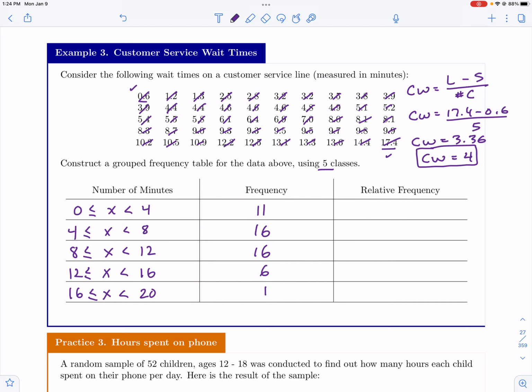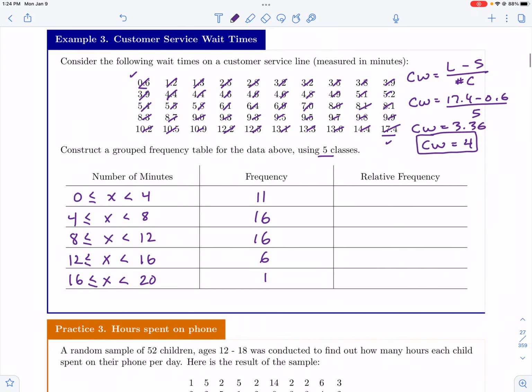And so again, just like I mentioned above, when we do our frequency, what we want to do is go ahead and add these all together and then compare it to our list just to make sure that we haven't missed any. So I've got 11 plus 16 plus 16 plus 6 plus 1 gives me a total of 50. And if I look above, I've got 1, 2, 3, 4, 5, 6, 7, 8, 9, 10. So I've got 10 elements across, 2, 3, 4, 5 rows. So if I do my 5 times my 10, I get my 50 there as well. So that's perfect. So that means we've got all the elements, we haven't missed any.